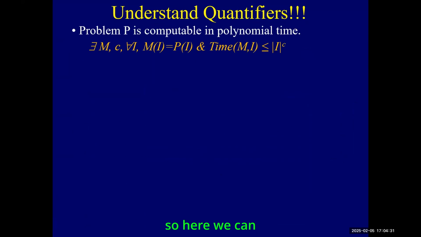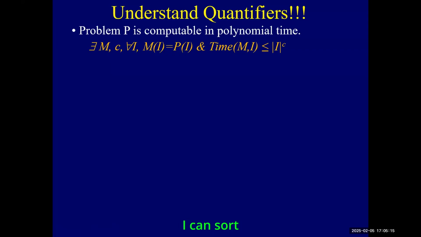So here we can say some other things. Here I want to say computational problem P is computable in poly time. Why? There exists a machine that, for all inputs, gives the right answer. And what about the running time? There exists a machine, I give you a machine, and I give you the C. Here's the C, and the running time will be bounded by n to the C. Kind of see that?